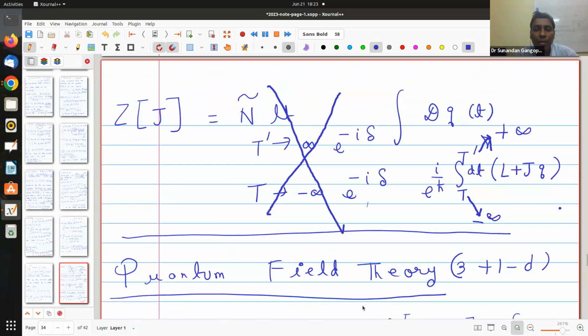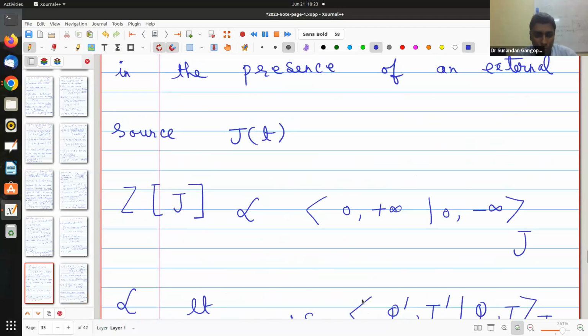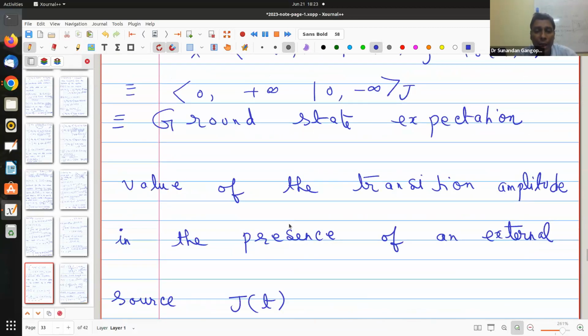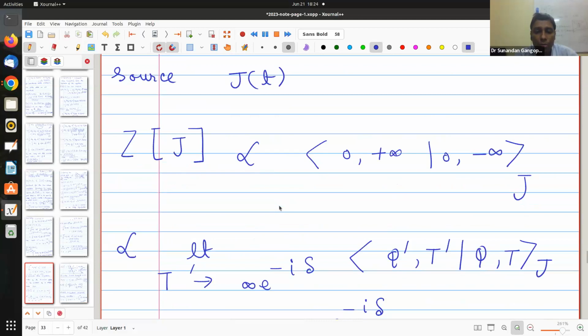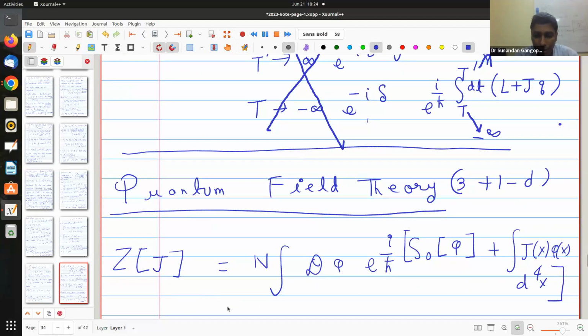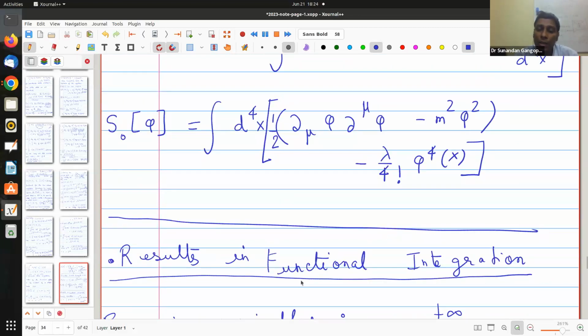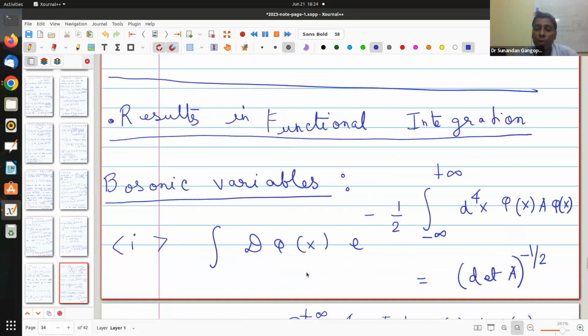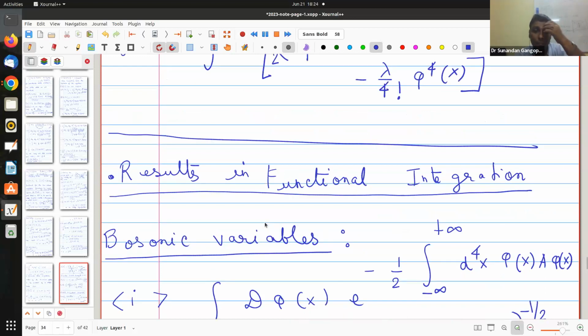Once we have this generating functional for field theory in hand, you can once again go ahead and compute all the correlation functions step by step, by functionally differentiating with respect to the external source J.